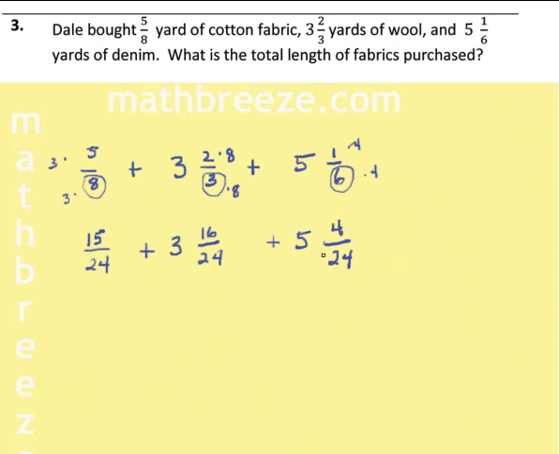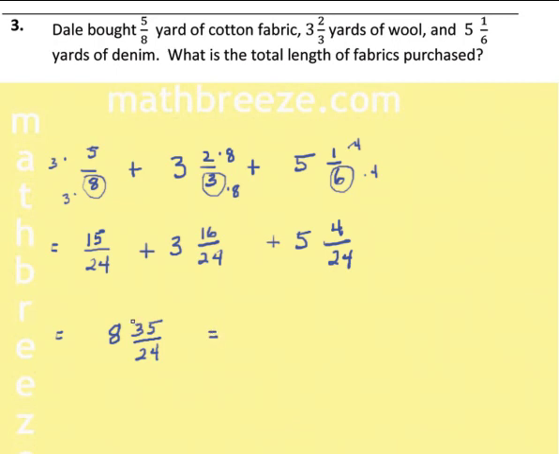All right, and now we're going to add. Sometimes we line these up vertically, but we don't have to. So in this case, let's add the whole numbers. 5 and 3 is 8. The first fraction doesn't have a whole part, and now we'll add the numerators of these fractions. So 15 and 16, that's 31, and 31 and 4 is 35. So we have 35 over 24.